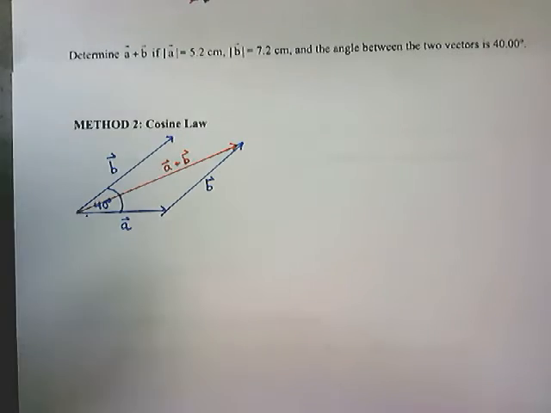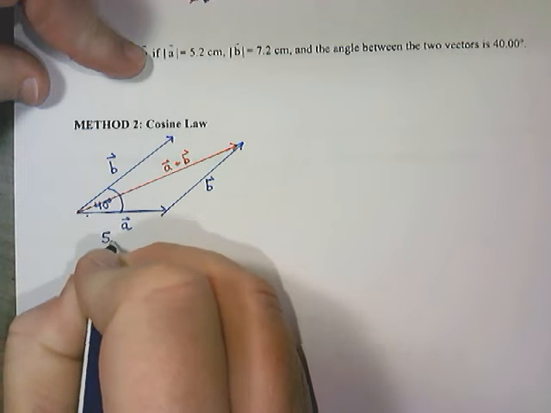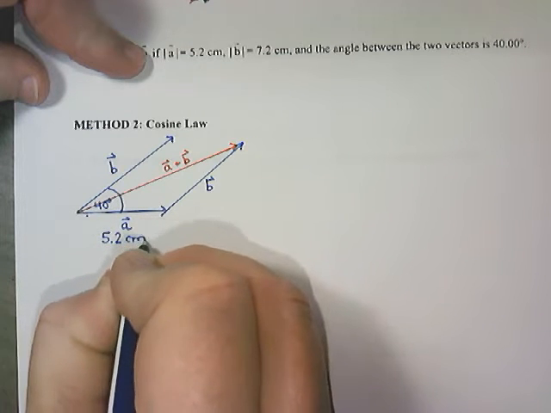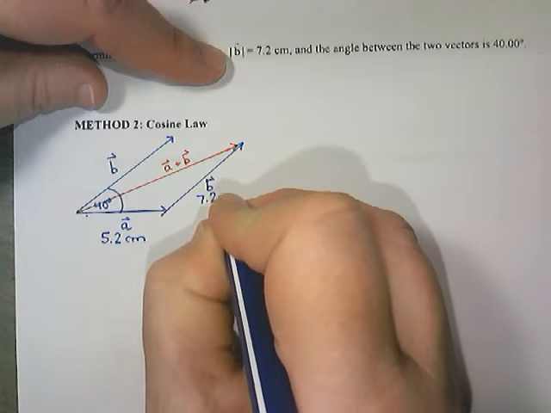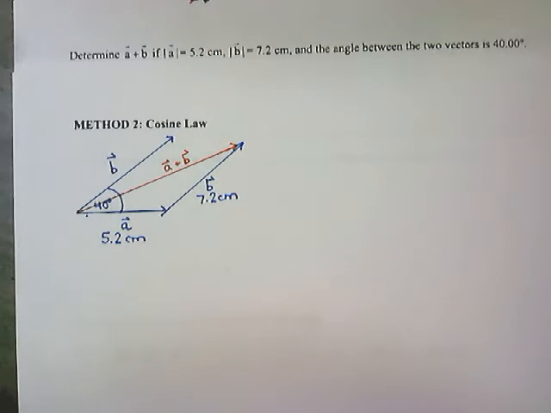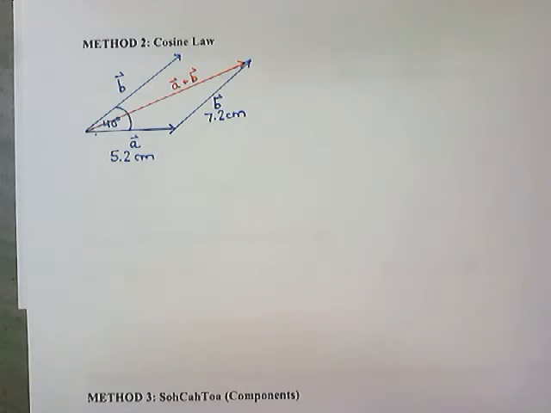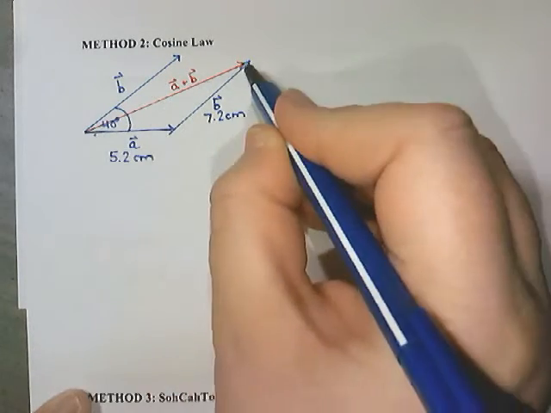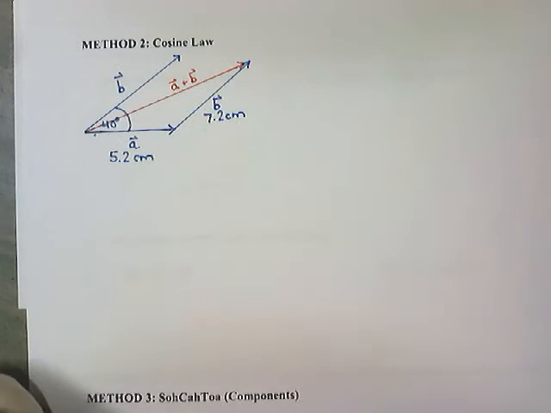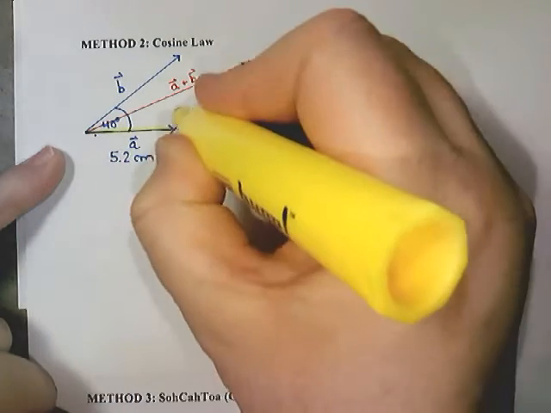Okay, I'm going to label on some information from the question. It told me the magnitude of A was 5.2 centimeters. It told me the magnitude of B was 7.2 centimeters. So that's useful. And I knew that the angle in between those two was 40. Now, A, B, and the resultant have made a triangle here, and that's the triangle that I want to try to use and solve.